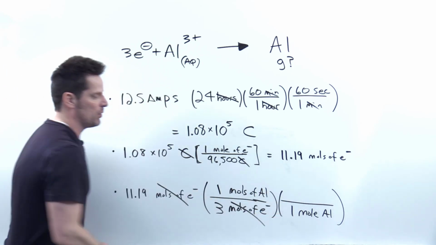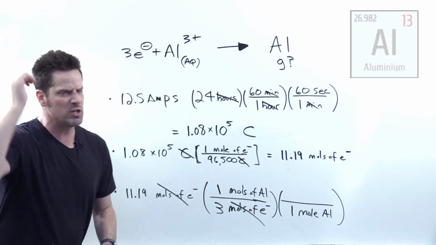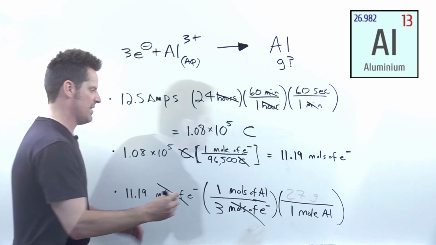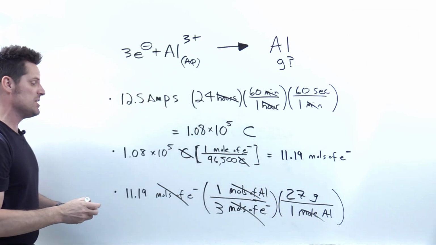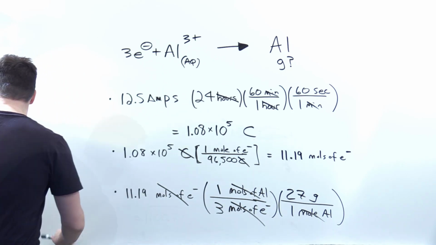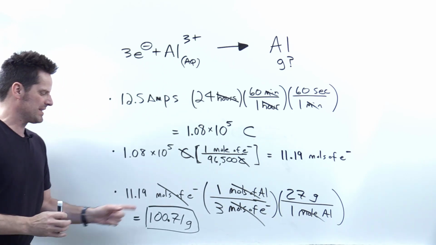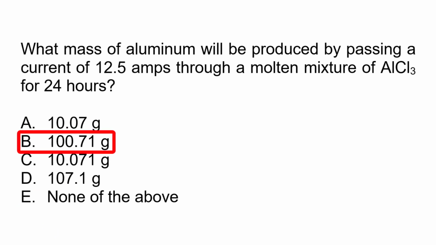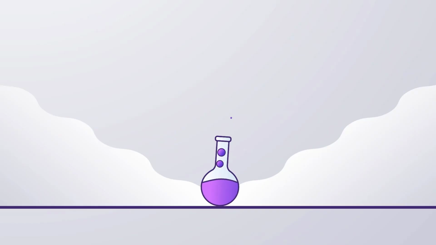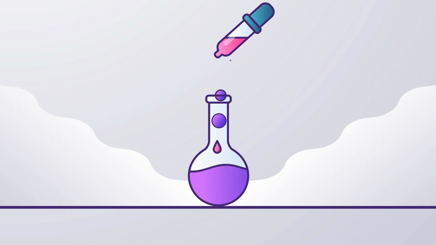Now, what do I put here? Well, that's the atomic mass of aluminum, which you can see on the periodic table is around 27 grams per mole. You'll notice the moles of aluminum cancel each other out, and I'm left with a final answer in units of grams. Multiply this stuff all through, you get a final answer of 100.71 grams, which is option B.